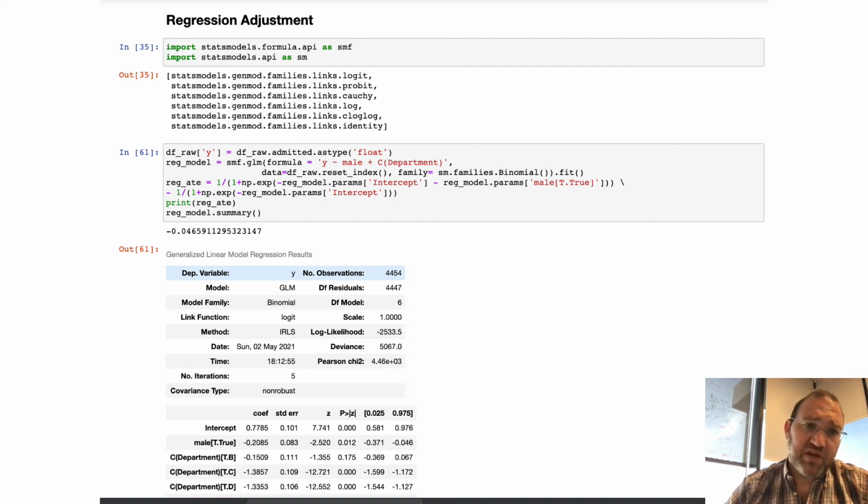In order to measure it as an effect in difference, we need to convert this coefficient into a difference, and this is done using the sigmoid function, as I did here. You can see the effect is minus 0.4, very similar to the approach that we did with the standardization. Again, this effect shows that the probability for a male to get admitted is smaller than the probability for a female.